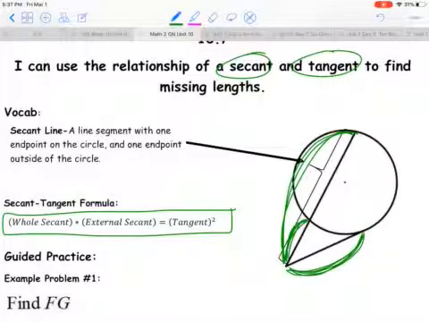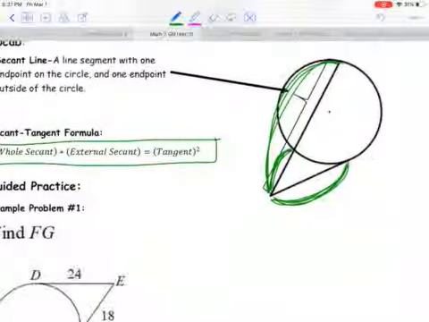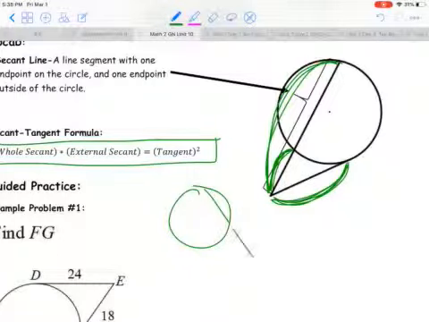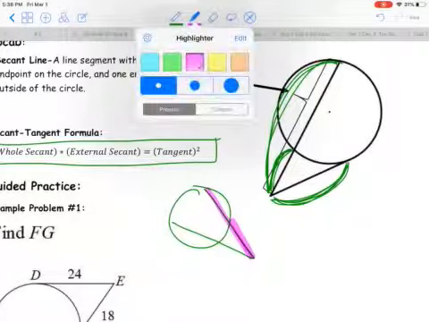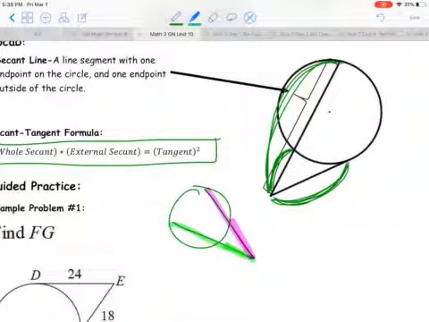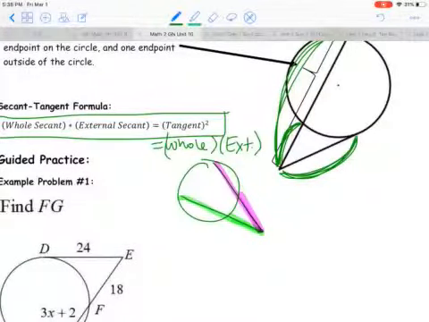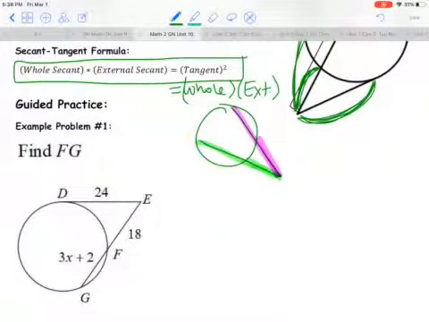It also works that if you have a circle with two secant lines, then you can say that this whole piece times its outside piece will equal this whole piece times its own outside piece. So you can rewrite this as another whole times external if you have two secants. So let's try an example problem.